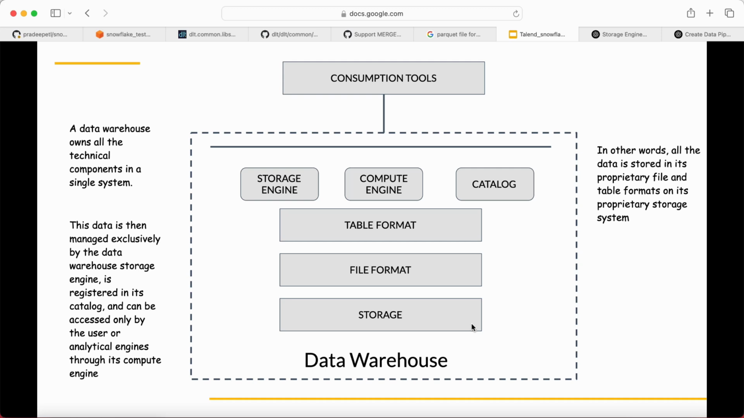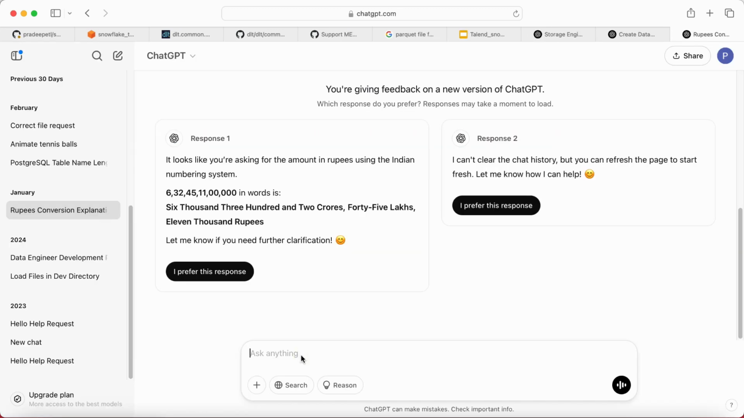So all of these components completely belong to a particular company, and they interact with each other in order to process the data, which is stored in its proprietary storage. So this is how a data warehouse looks at a very high level. Now let's go to ChatGPT and ask it to give examples of a few OLAP systems and OLTP systems. So let's ask ChatGPT to list OLAP databases, give examples of OLAP databases.